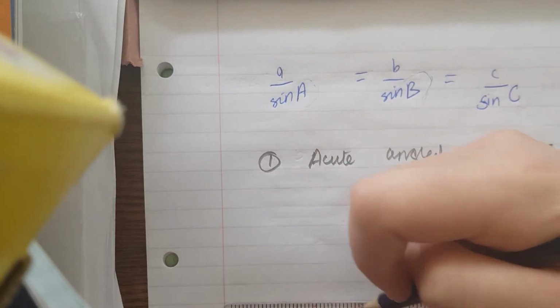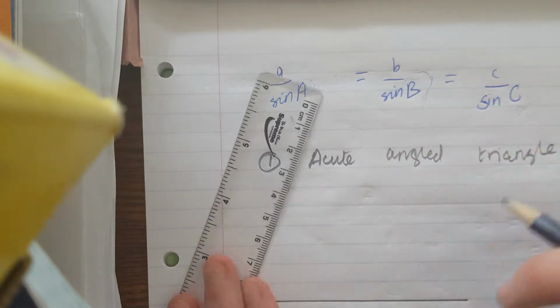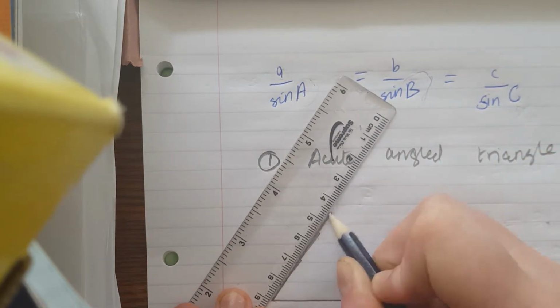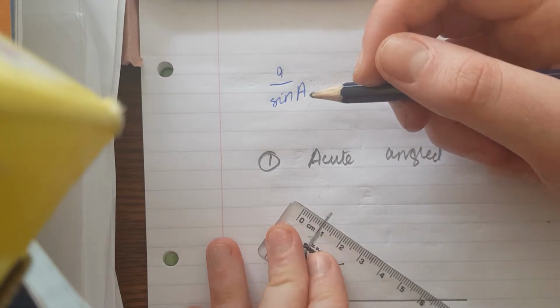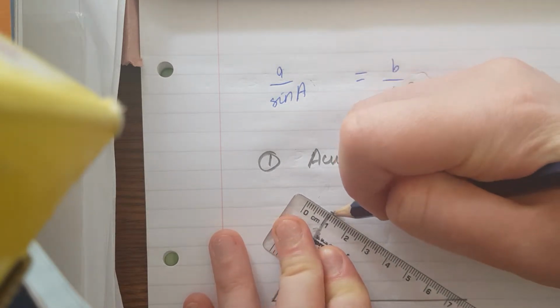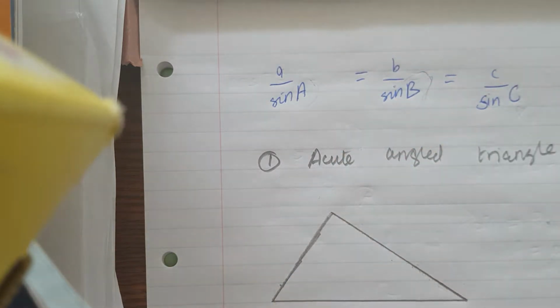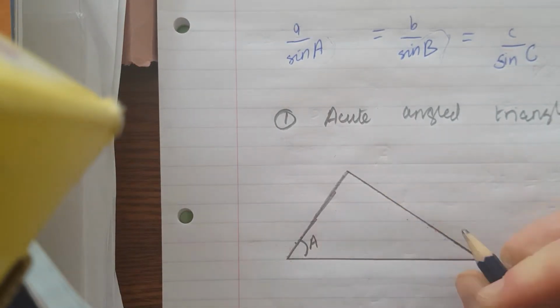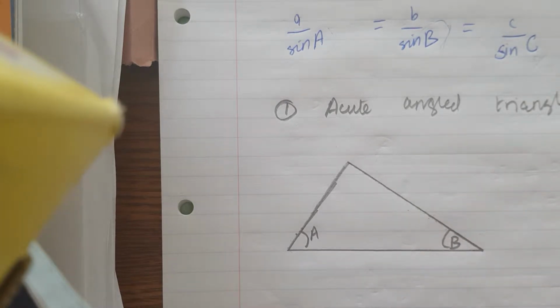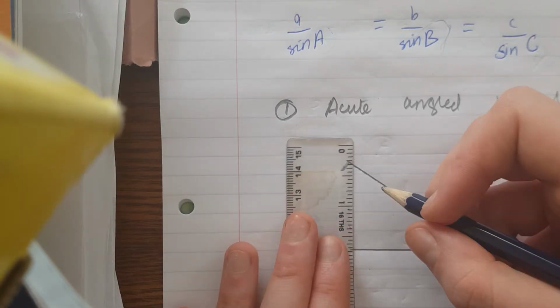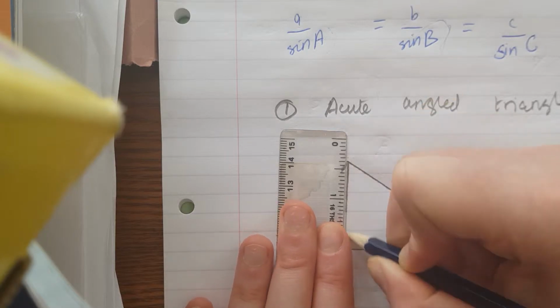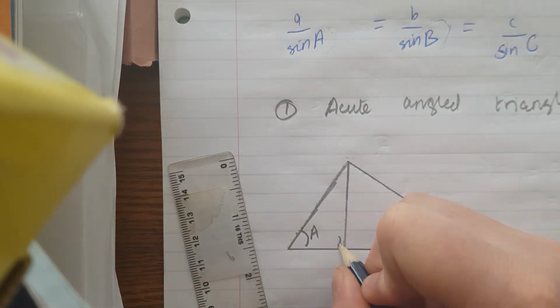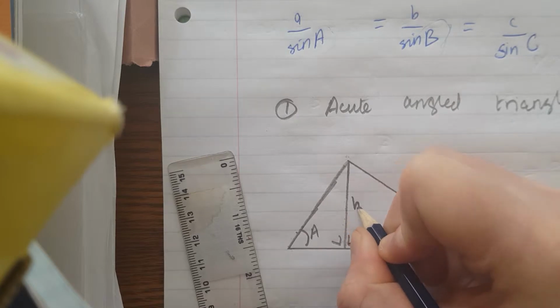So we draw a triangle. In this case, we're going to call this angle here A and this angle here B. In this triangle, B is acute, but in our next triangle that we're going to draw, B will be obtuse. So this is going to be a perpendicular down to this line, a right angle, and this we're going to call H.